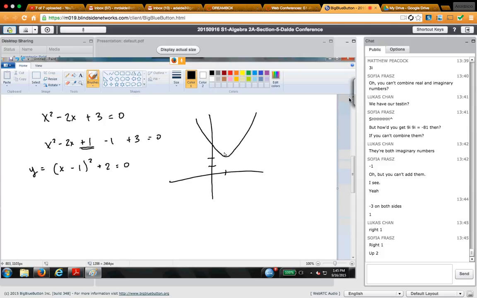So is that completed then? Yes, this has completed the square. I've completed the square on it, and I've put it in vertex form. But here's the problem that I have.